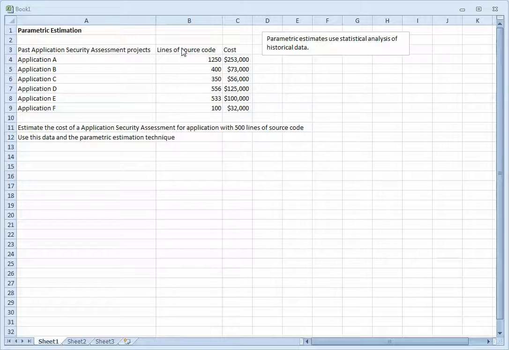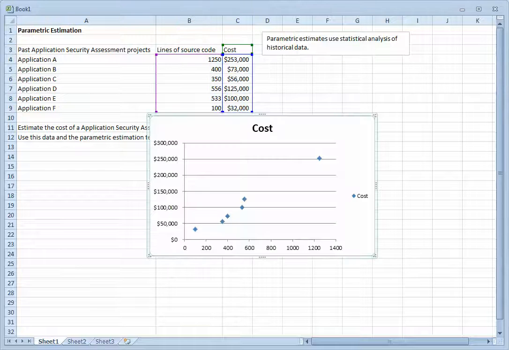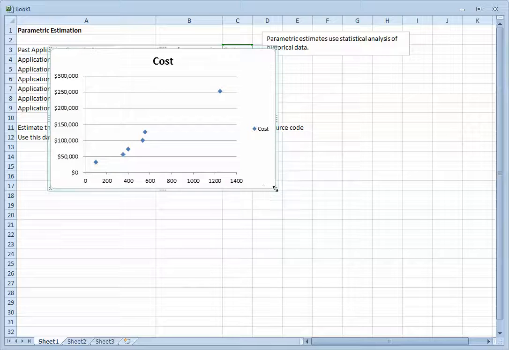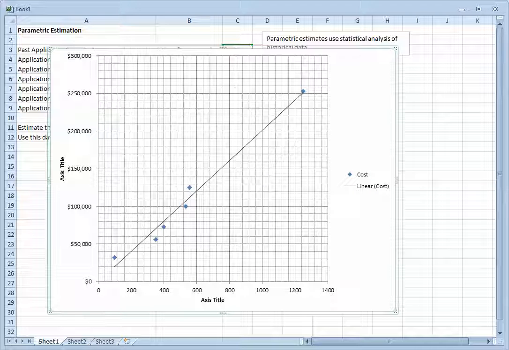Here's our data, and there are a lot of ways to do this. We could, for example, use various sorts of mathematical equations, but I think instead we're just going to plot the data and see what that shows us. So I'm going to do a scatter plot of the data, and I end up with something like this. And now I'm going to fit a line to that data, like this.